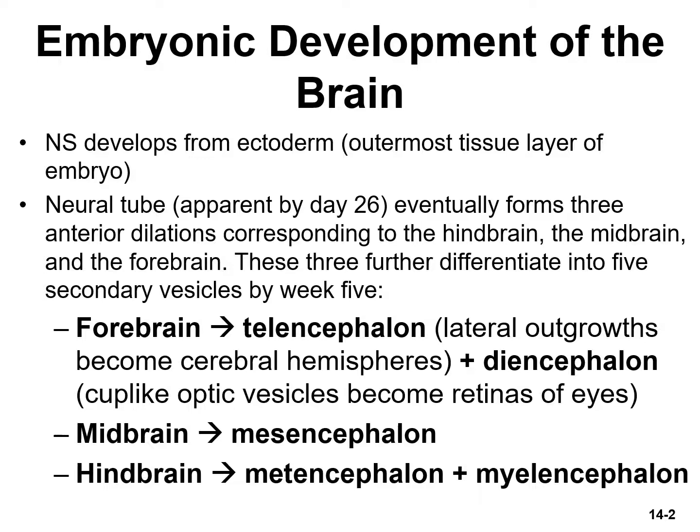So we have the forebrain developing into the telencephalon. The lateral outgrowths of the structure become the 2 cerebral hemispheres, so the right and left portions of the main part of the brain. And then the diencephalon, which are cup-like optic vesicles that become the retinas of the eyes. The midbrain is known as the mesencephalon, and then the hindbrain consists of the metencephalon as well as the myelencephalon.